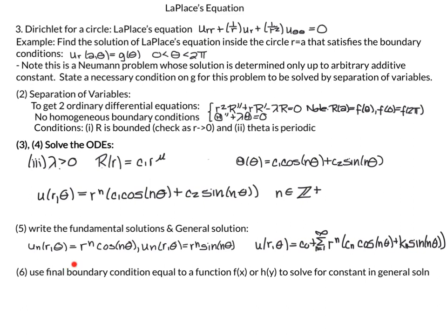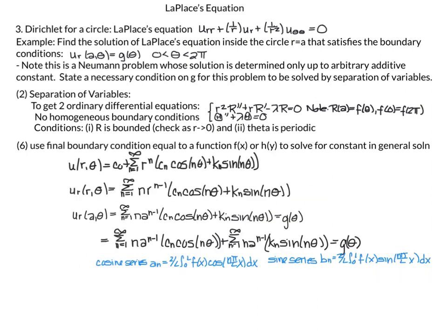The last step is to use the final boundary condition. I'll need more space to do this. Here is our solution so far. u of r theta equals C naught, that's just a constant, plus the summation of r^n times the quantity Cn cosine of n theta plus Kn sine of n theta. And now I want to use my last boundary condition, this here: the partial derivative of u with respect to r evaluated at r equals a is equal to g of theta.